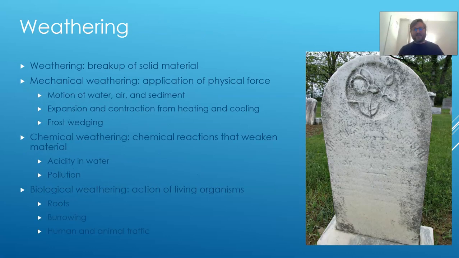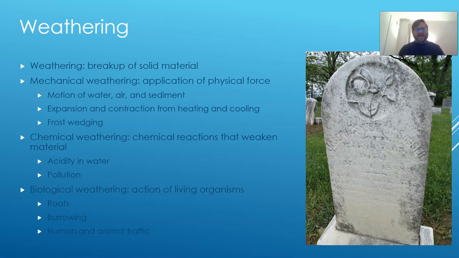So let's look at each of those three stages of these external forces wearing things down on the surface of the Earth. So the first step, weathering, is the breakup of solid material. Right, so we've got stuff that is solid. That's how it's staying in position. And the first thing that has to happen for these external forces to change it is for it to get broken up. So it's vulnerable to being moved around.